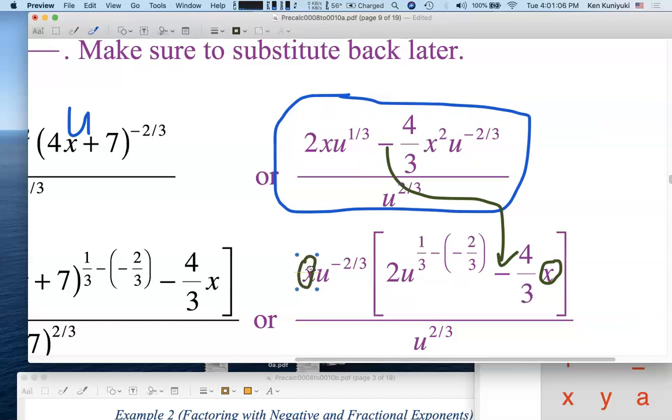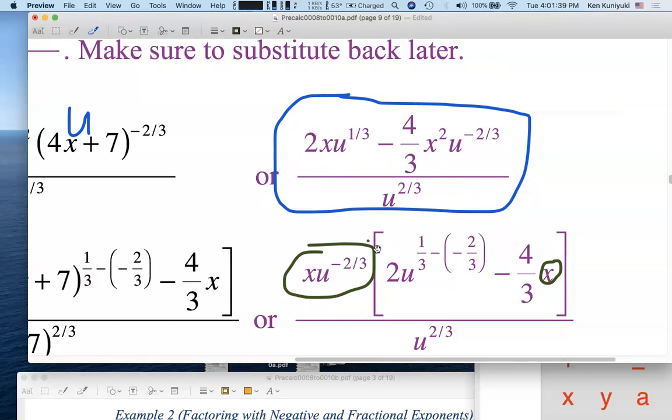Again, you could do this in a later step. U to the negative 2/3 divided by itself is 1. So we don't need a u guy out here. In fact, don't put a u power out here. All right, over u to the 2/3. So we factored out xu to the negative 2/3. When we factor, we divide. We see who's left. Okay, after we divide these two terms by this, who's left inside the brackets?